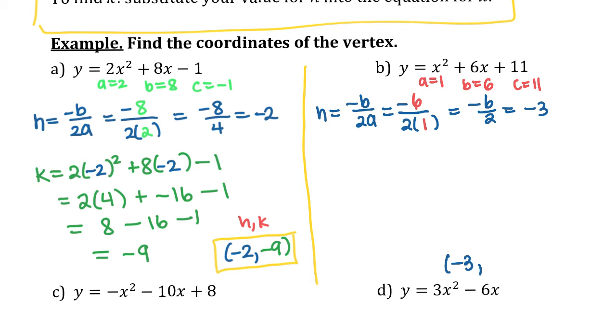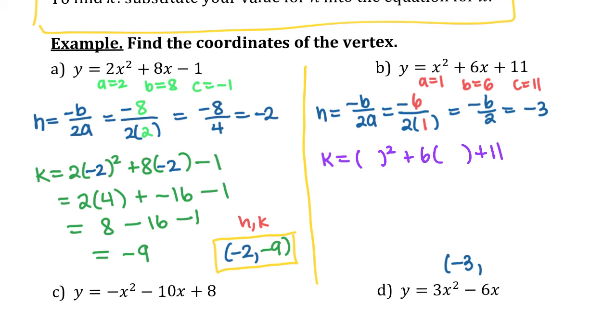Halfway done, although the second part, I think people find a little bit trickier than the first part. Okay, now to find the y value, which we call k when it's a vertex, I plug into the original equation. So I'm going to look back at the original equation. I wrote k instead of y. It says x squared plus 6x plus 11.